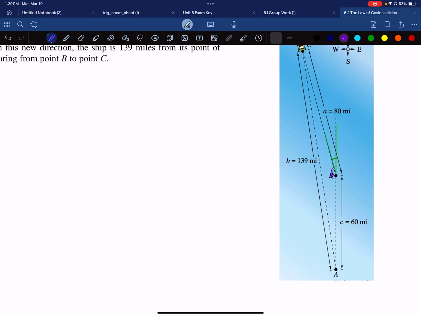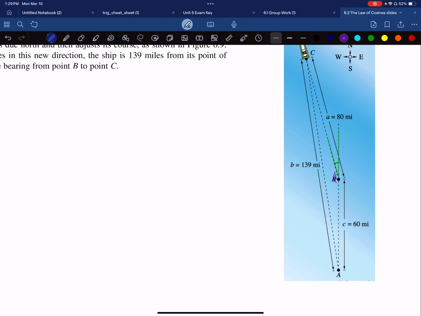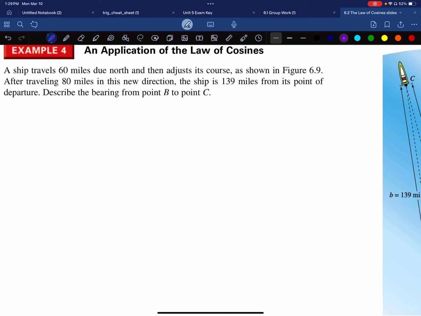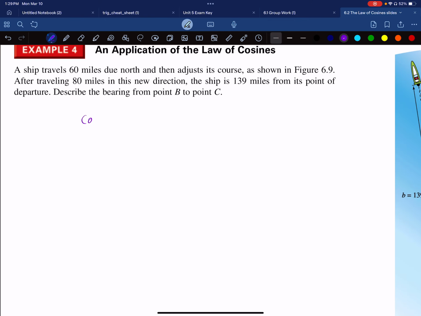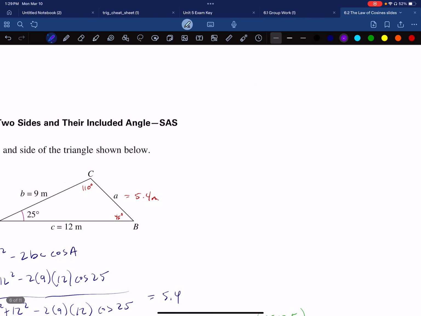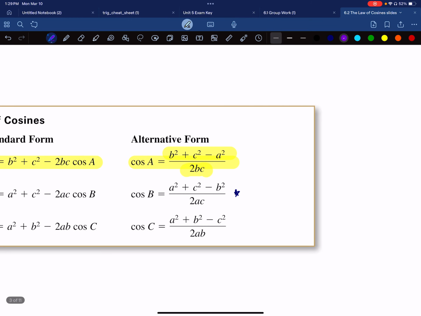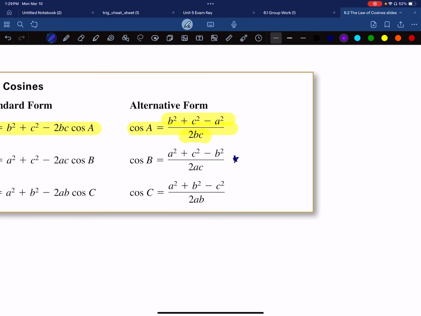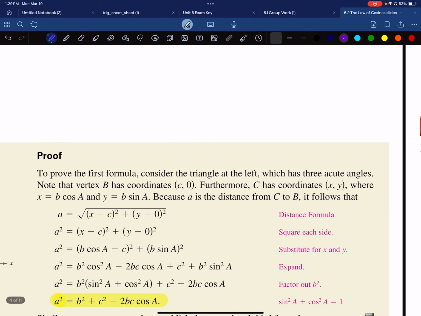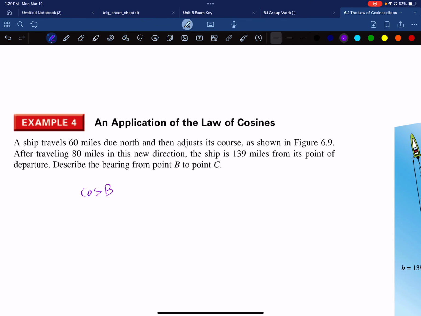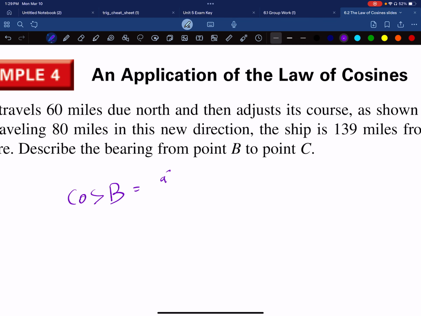In this case, you can see we have a very oblique, very obtuse triangle, and we're given all three sides. So it's law of cosines, and we want to solve for angle B. The form we're going to use, we can go back and look at our formulas, is cosine of angle B, the second one again, is a squared plus c squared minus b squared over 2ac.